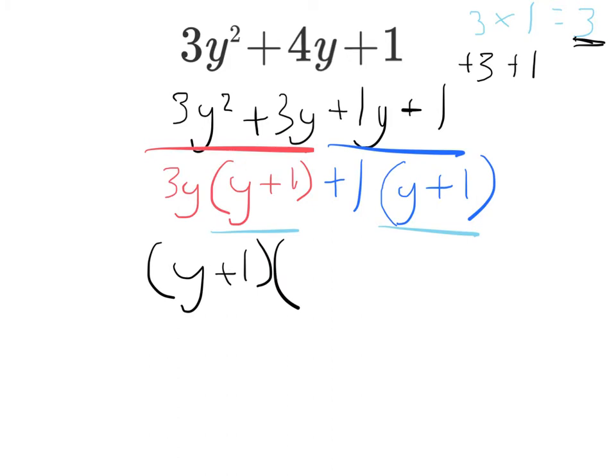What's it been times by? It's been times by 3y in the first case, and it's been times by plus 1 in the second case. Multiplying out, again, should always be doing this. 3y squared plus 1, 1y and 3y give me 4y.